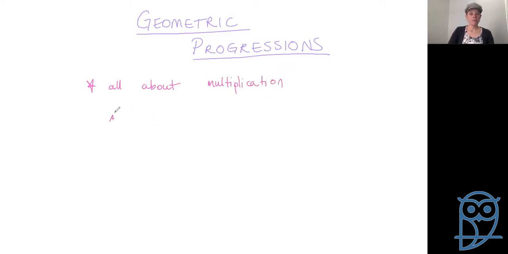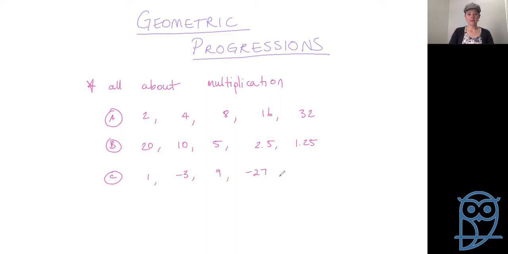So, setting ourselves up with 3 sequences again, we could have 2, 4, 8, 16, 32. We could have 20, 10, 5, 2.5, 1.25. We could have also 1, minus 3, 9, minus 27, 81. So we've got 3 different sequences here. They're all geometric progressions, because what's happening is, in each of these, we are multiplying by the same value every single time.